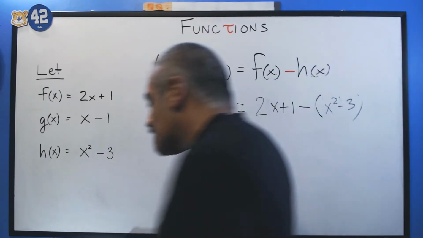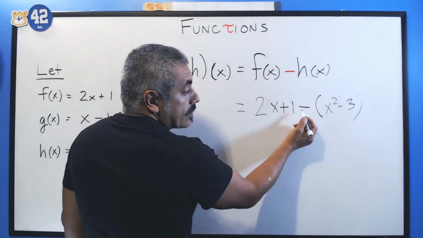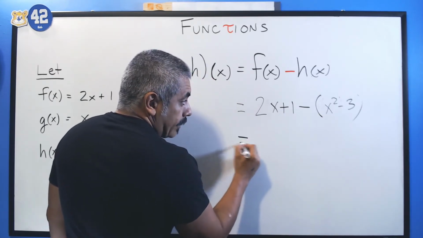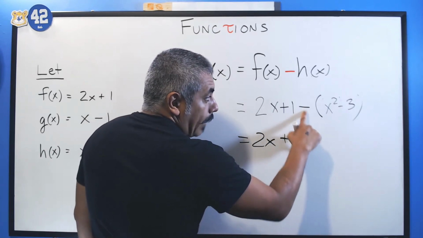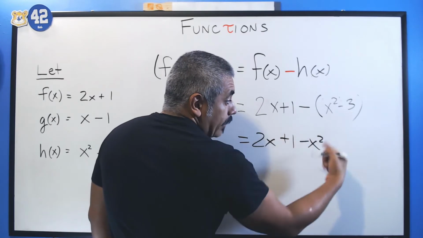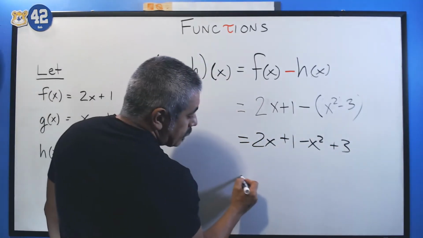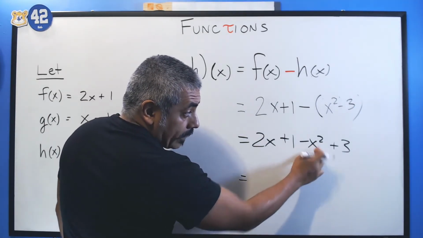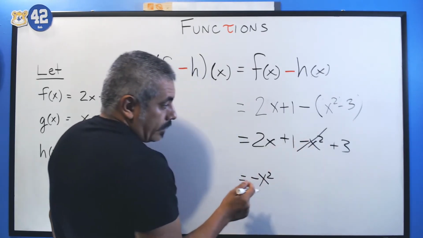And our last step is going to be to simplify. So from here, we're simply going to distribute this negative and combine like terms. So we have 2x plus 1 minus x squared minus minus 3. So that becomes a plus 3. And finally combine. Let's move our leading term with the leading degree to the front. So we have negative x squared. Then we have 2x.